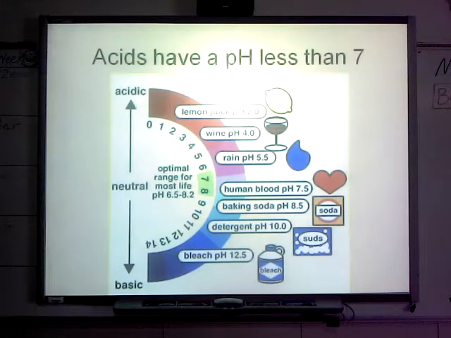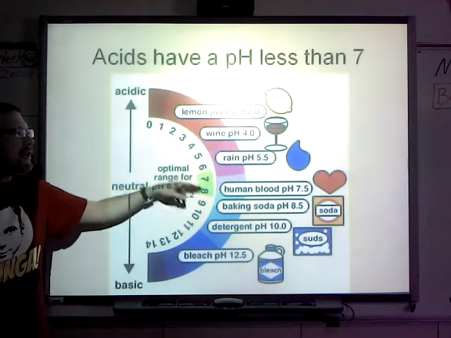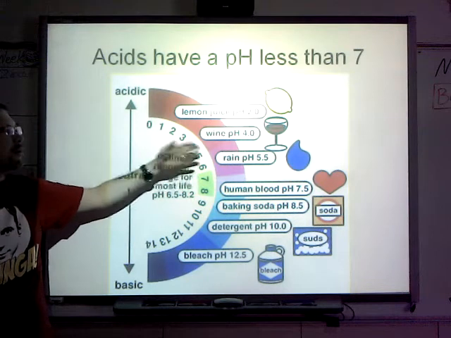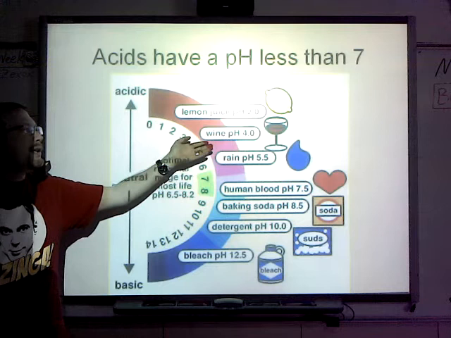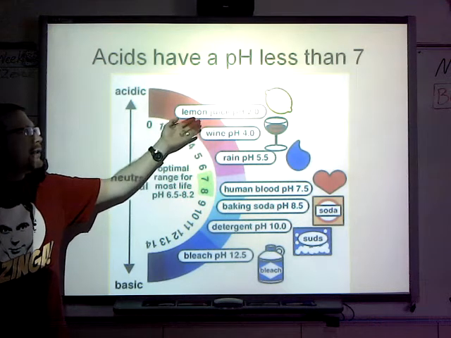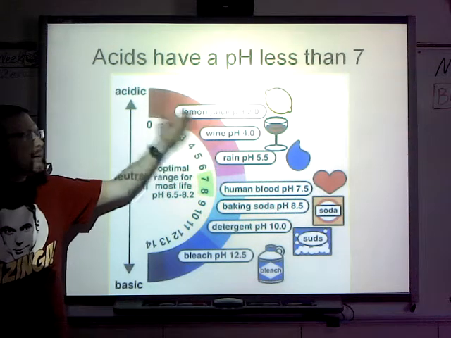Here's a picture of the pH scale. Right here in the middle, you've got pH 7. That's neutral. Anything less than 7 is acidic. So, for example, here you've got rainwater. It's slightly acidic. Wine is about 10 times more acidic than rainwater. Lemon juice is about 100 times more acidic than wine, and so on. Those are just a few.